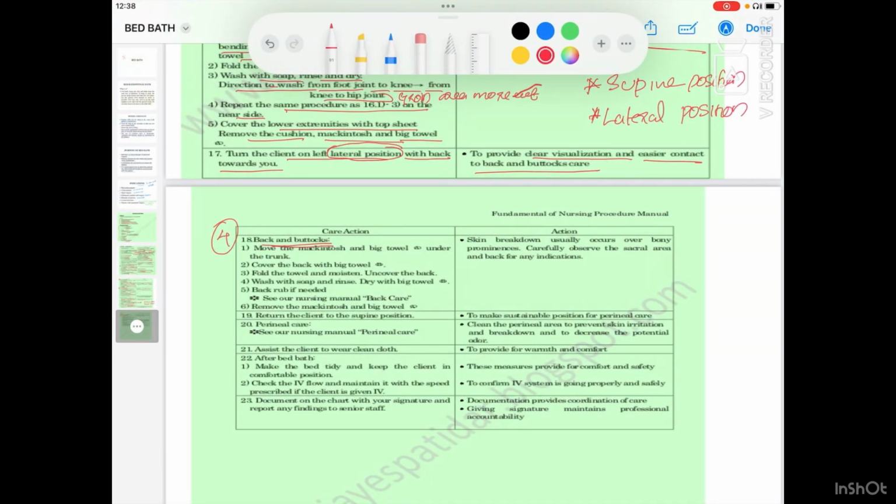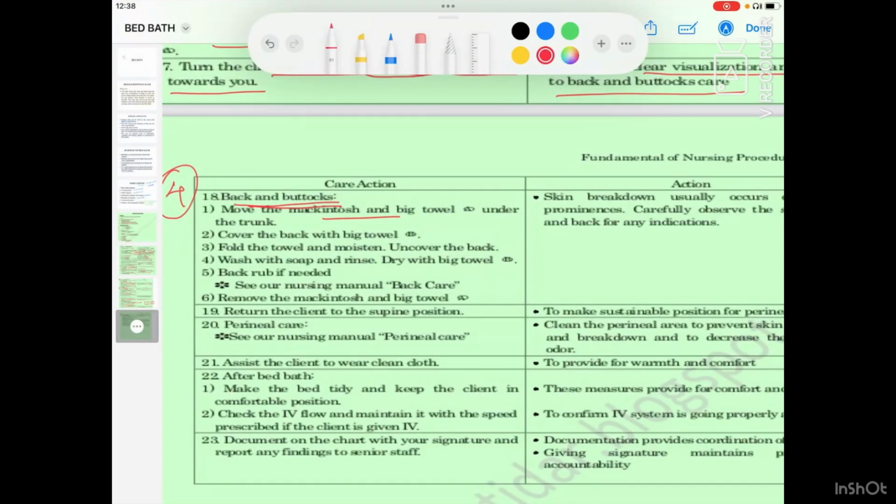Back: move the Macintosh and the big towel under the trunk and cover the back with a big towel. Fold the towel and moisten. Uncover the back and wash with the soap, rinse and dry with the big towel. A back rub is needed. That back side we need to give the rub, from the cervical to the lumbar area.